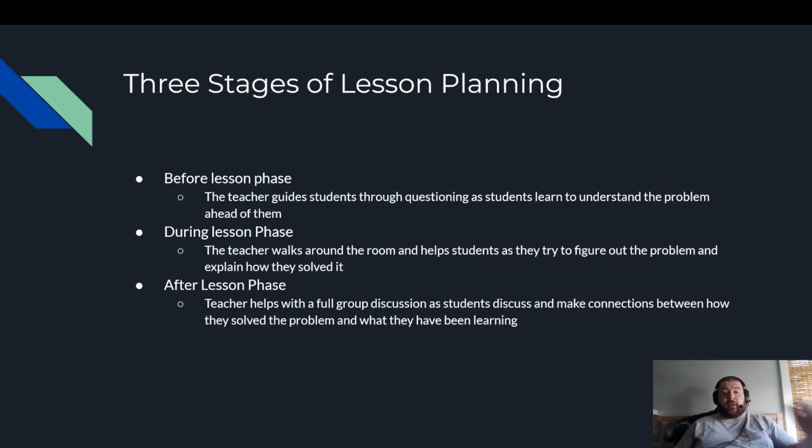So, to start off, the three stages of lesson planning are one, the before lesson phase, two, the during lesson phase, and three, the after lesson phase. The before lesson phase is when the teacher guides students through questioning as students learn to understand the problem ahead of them. The during lesson phase is when teachers walk around the room and help students as they try to figure out the problem, explain how they should solve it.